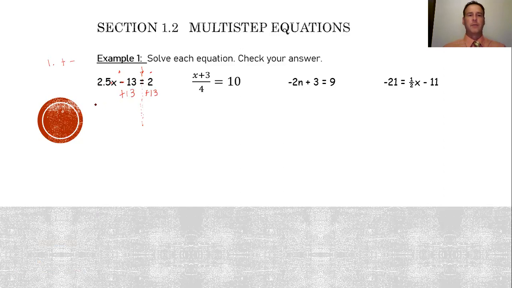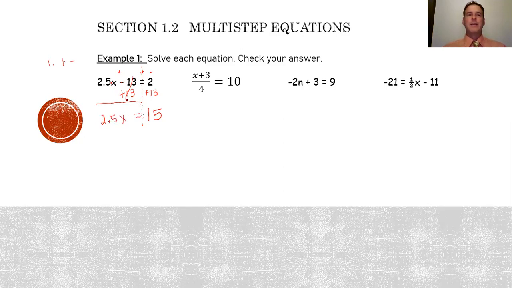The reason why I do that is because I want these to cancel out. Subtract 13 plus add 13 go away. And let's see, 2 plus 13. Can't do that in your head, no problem. You can use a calculator. That's not against the rules. 2 plus 13 is 15. Now, typically I would bring down the x, but the x here is not alone. It's got this 2.5 with it.